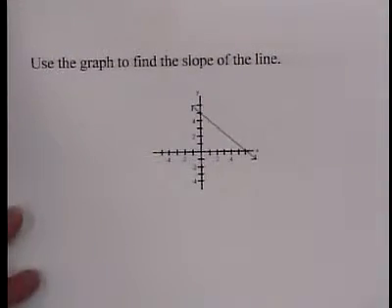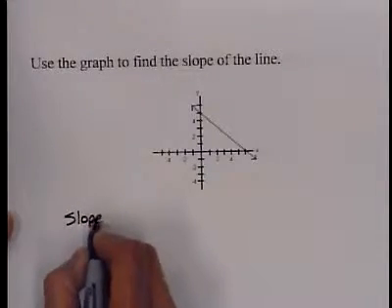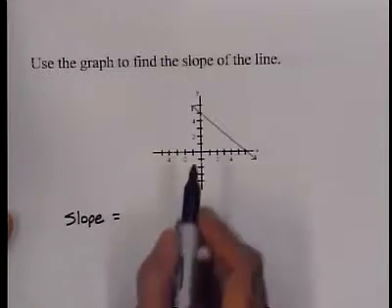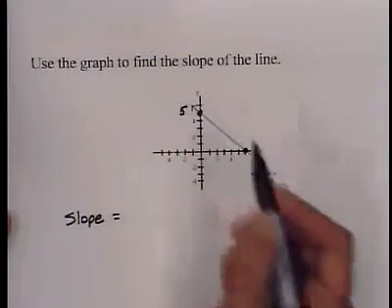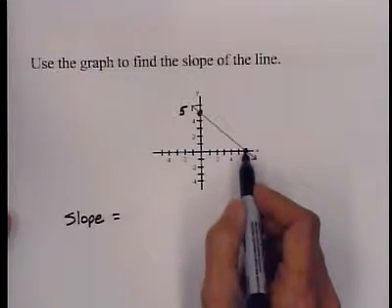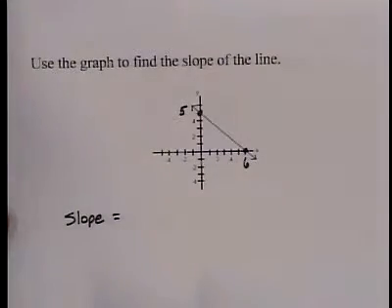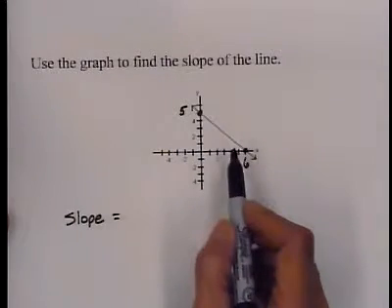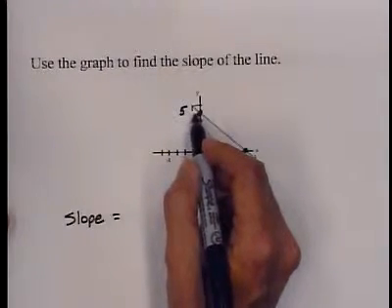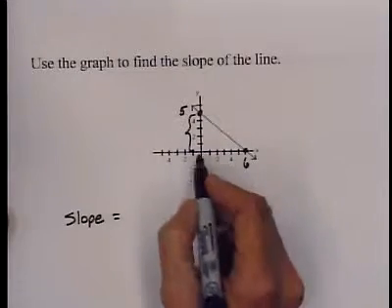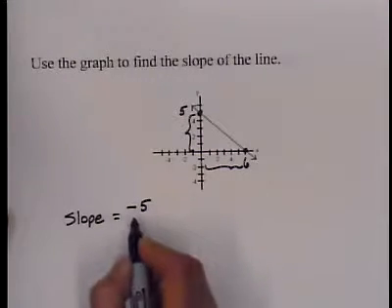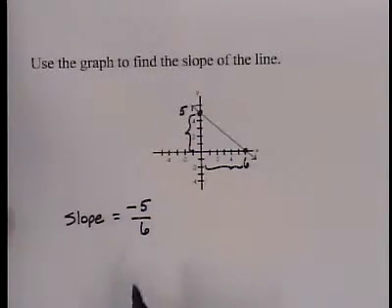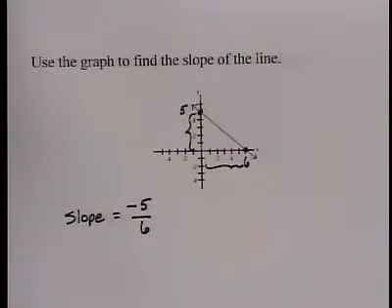Again, we want to use a graph to find a slope of a line, remembering that the slope is the vertical change over the horizontal change. And let's look at some convenient points on our line. I see that this point corresponds to 5 on the y-axis, it's labeled y, and that point corresponds to 6 on the x-axis. To get from the point at the left to the point at the right, I need to go down 5 to the right 6. Down 5 is indicated with a negative sign, to the right 6 is positive, and so negative 5 over 6 is the slope of that line.